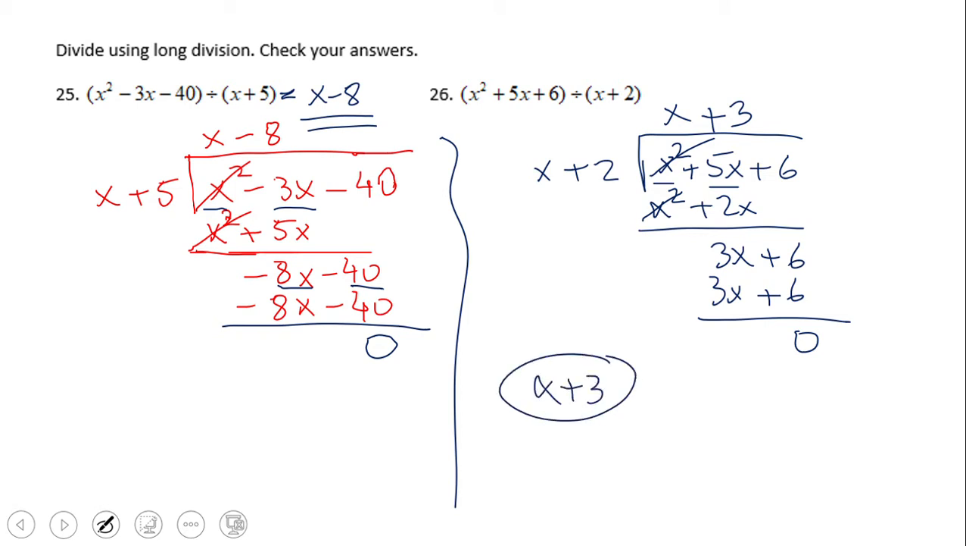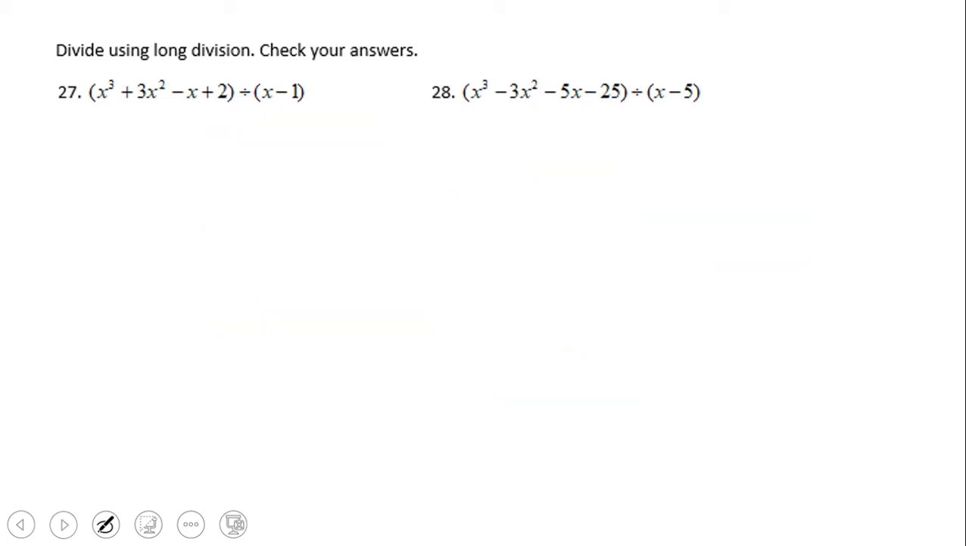If you get the result x plus 3 on that division, then you did a wonderful job. Yes, another good example of the long division process where the remainder is 0. Factoring also will work here if you want to use that technique. Let's take a look at number 27 here. Now we have a cubic, but the process is the same.